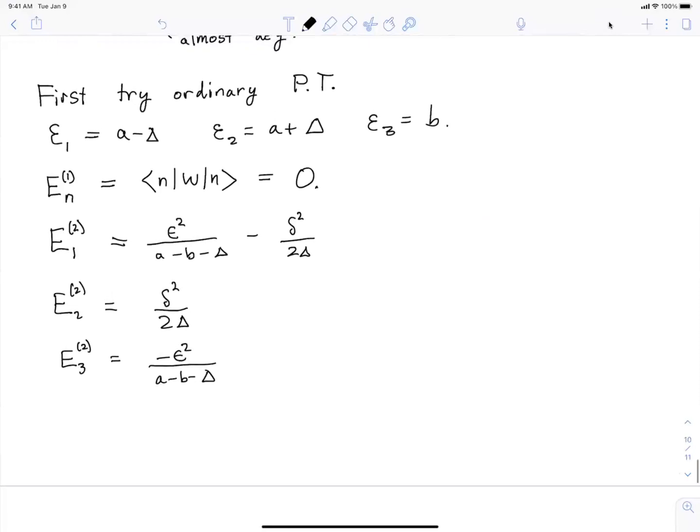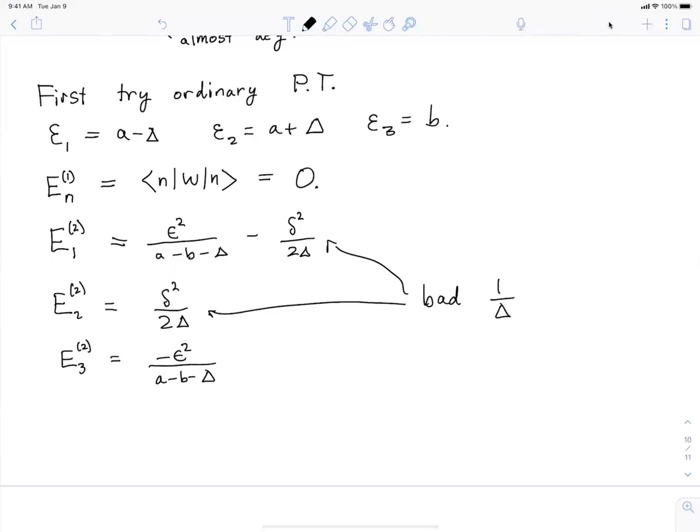Okay, so now the problem is, well, first of all, for state 3, there actually isn't a problem. There's nothing wrong with this, because A and B are supposed to be nice and big and different from each other. And so the non-almost degenerate state doesn't have a problem. But for our 2 almost degenerate states, these terms are the problem. And they're the problem because delta, capital delta, could be very small. Okay, so these are bad.